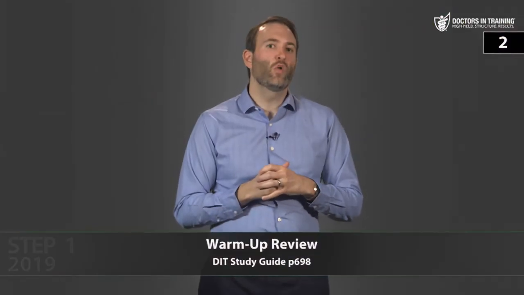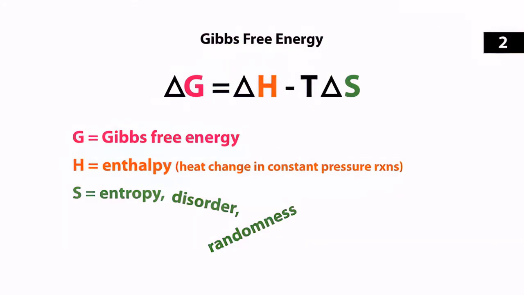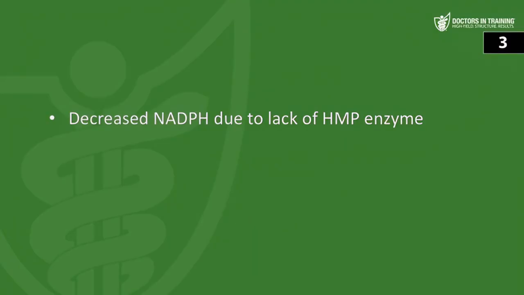Next, what is the equation for Gibbs free energy? So it's the change in G is going to be equal to change in H minus T times the change in S. Next, what genetic syndrome has each of the following underlying mechanisms? So first we have decreased NADPH due to lack of HMP enzyme. That's going to be glucose-6-phosphate dehydrogenase deficiency.